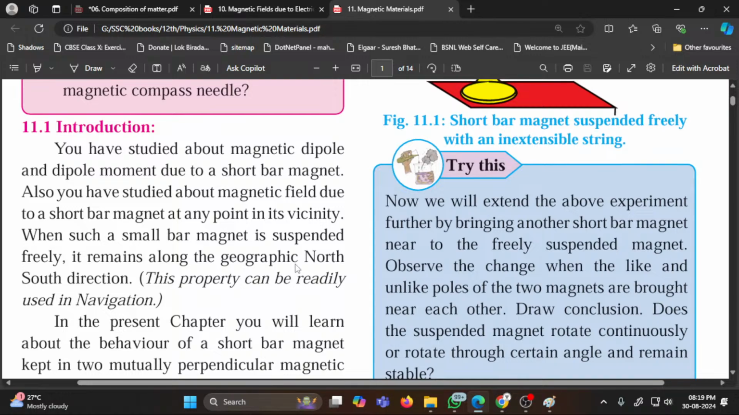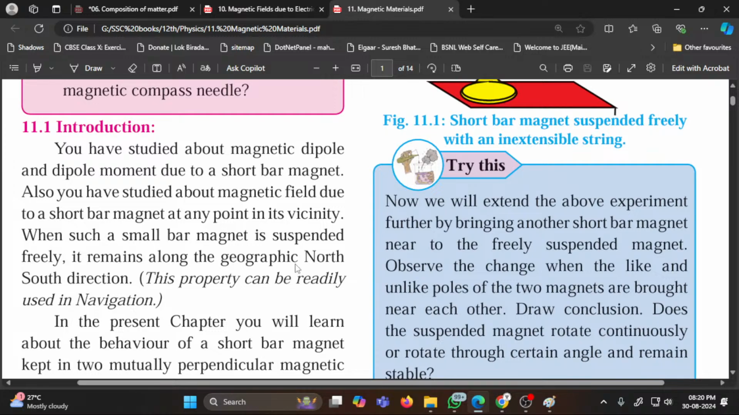Also you have studied about magnetic field due to a short bar magnet at any point in its vicinity. When such a small bar magnet is suspended freely, it remains along geographic north and south direction. This is because Earth itself is a very big magnet, and Earth has a magnetic north pole situated near the geographic south pole, and it has got a magnetic south pole situated near the geographic north pole.